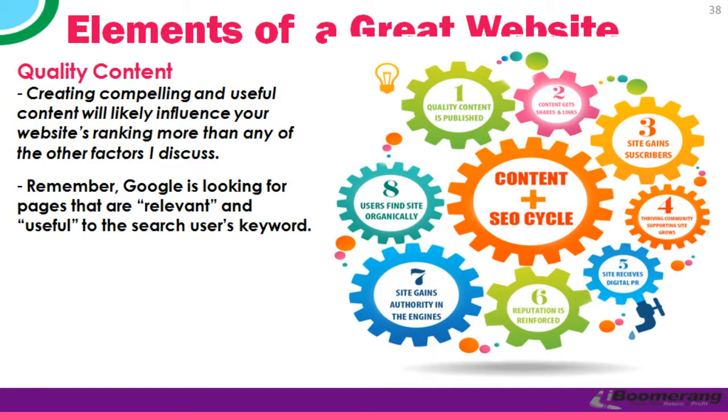Finally, and this is a big one, quality content. You need to create content that people want to read. This is the most important factor. Google's algorithm takes into consideration not only if the content is relevant to the keyword, but also if it's useful. The more your content is shared and visited, the higher the usefulness ranking will be. This in turn raises your site's authority and your organic ranking.